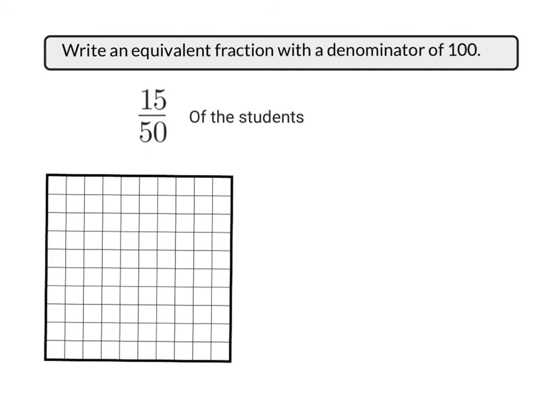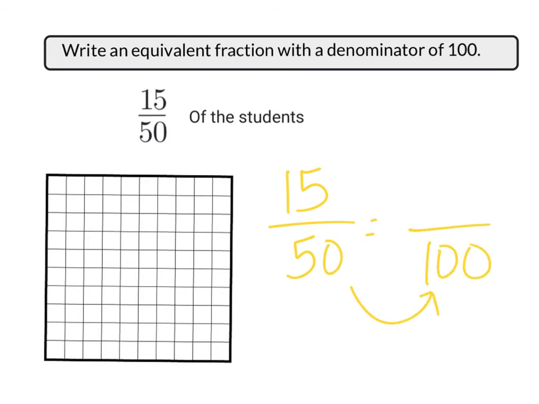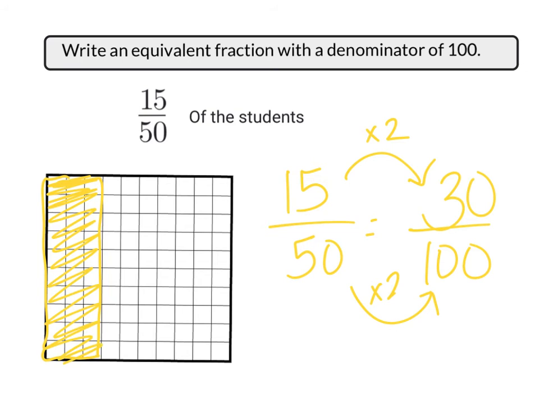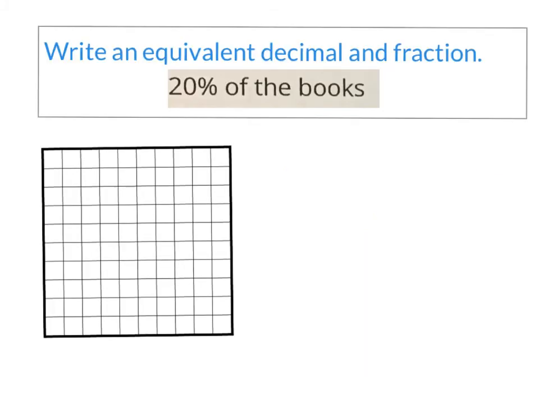15 out of 50 students. Again, we're going to use some mental math to change this to per 100. 50 times 2 gets me to 100, so I'm going to do 15 times 2. That means it's 30 out of 100. If I want to show that on my grid, I would color in 30 hundredths. I can now write this as a percent, 30%, and as an equivalent decimal, either 3/10, or if I want it to say 30 hundredths, I can put that 0 on.